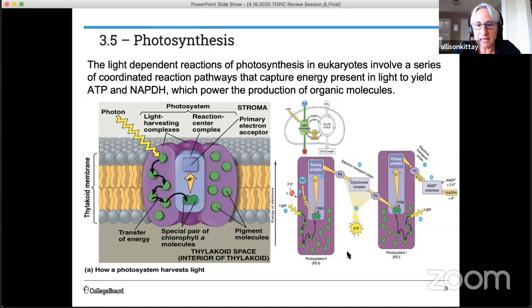And it gets transferred to that primary electron acceptor, which receives it, and then it's going to pass those electrons down an electron transport chain, which is a series of proteins and molecules that are embedded in that thylakoid membrane. And as it transfers those electrons, it's also going to pump protons into the thylakoid space.